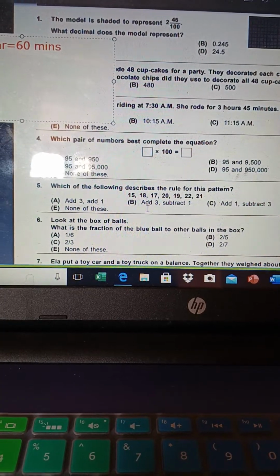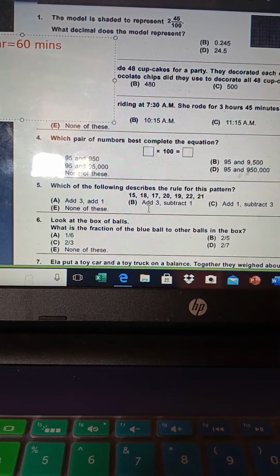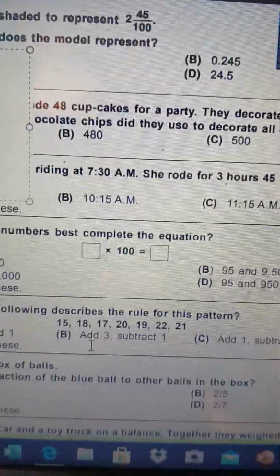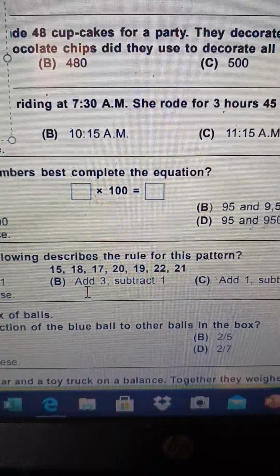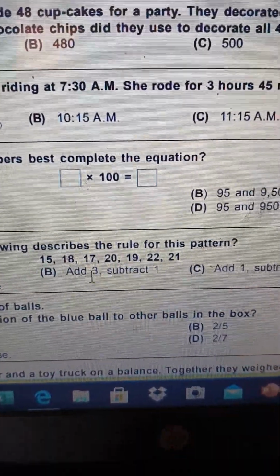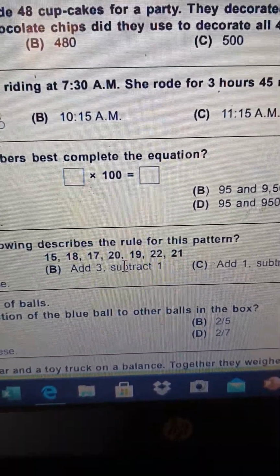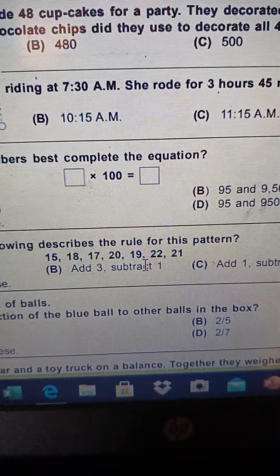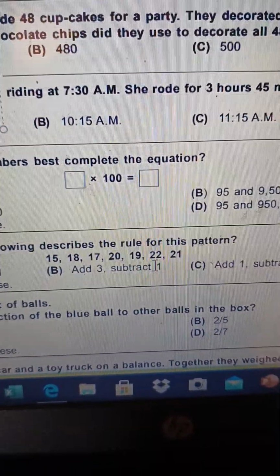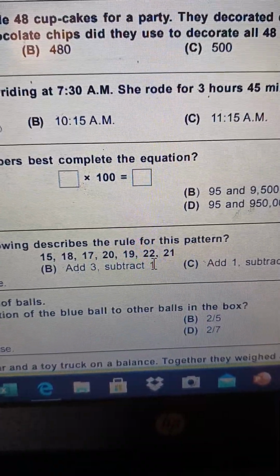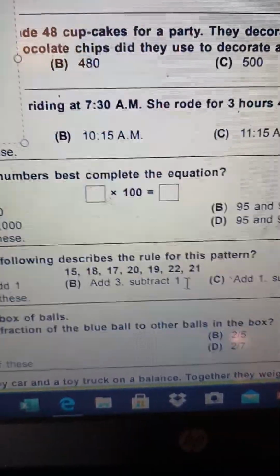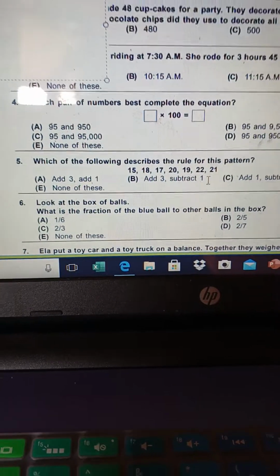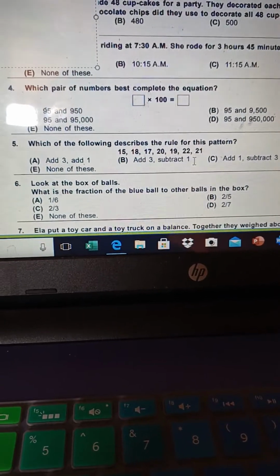Then we move to number B. Add 3: 15 plus 3 is equal to 18, 18 minus 1 is equal to 17. Again, if we add 3 to 17, that is 20, 20 minus 1 is equal to 19. 19 plus 3 is 22, 22 minus 1 is 21. So this is the correct answer. Number 5, the answer will be B.